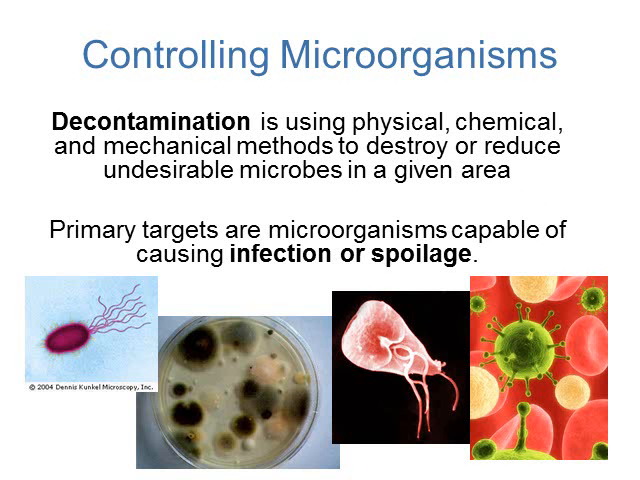So we're going to be looking at decontamination, and this is when we use a physical, chemical, or mechanical method to destroy microorganisms or to reduce the undesirable microorganisms in a given area. So we're going to look at these different types of decontamination. And usually when we talk about decontamination, we want to target microorganisms that are capable of causing infection or spoilage. So any microorganism that can cause an infection, like a disease in a person or animal, or spoilage of food of any type. So that's what we're trying to decontaminate, trying to get rid of those microorganisms.